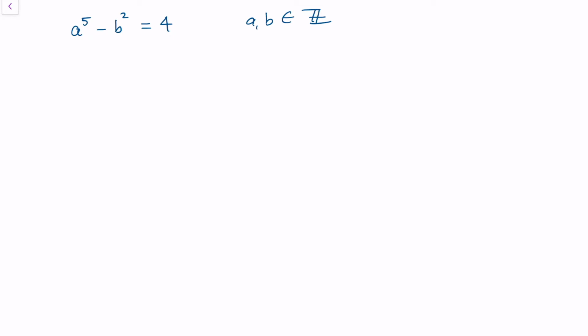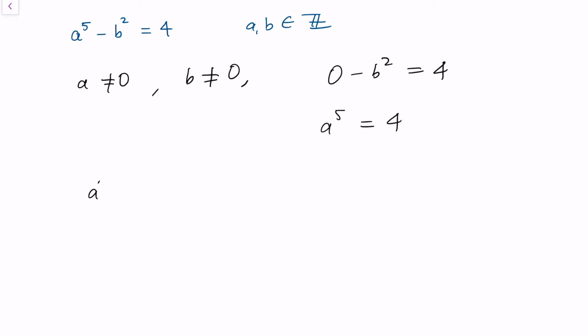Right, one thing to observe is that a cannot be 0 and b cannot be 0. If a is 0, we have 0 minus b squared, which is equal to 4, and that's impossible because b is a real number. Similarly, if b is 0, we have a to the 5 is equal to 4, but a is an integer, so no integer to the power of 5 will give us 4. So a and b cannot be 0.